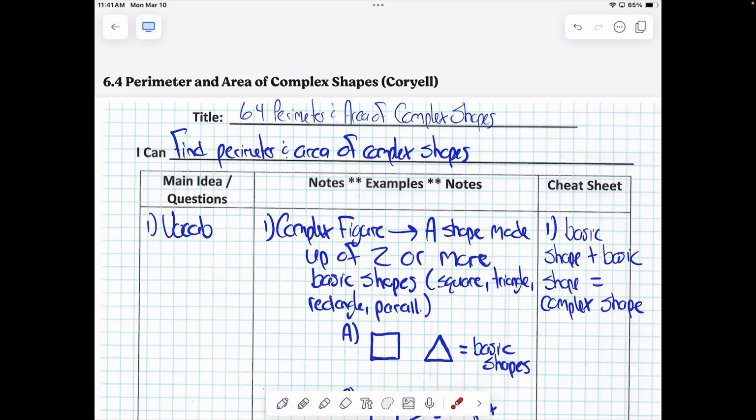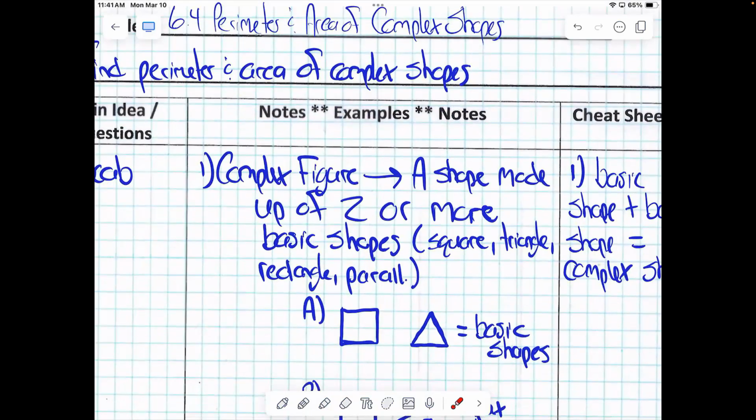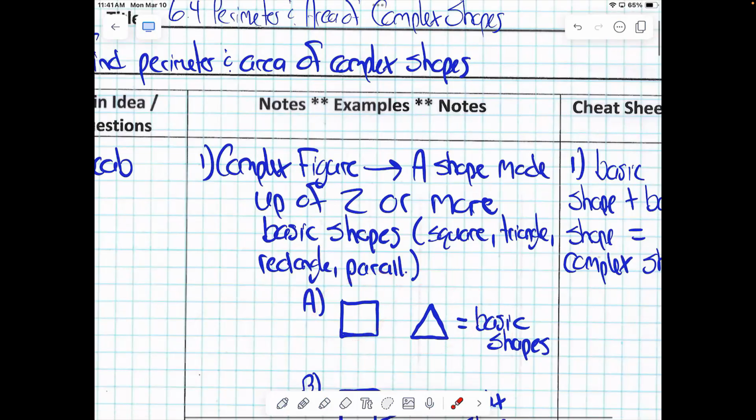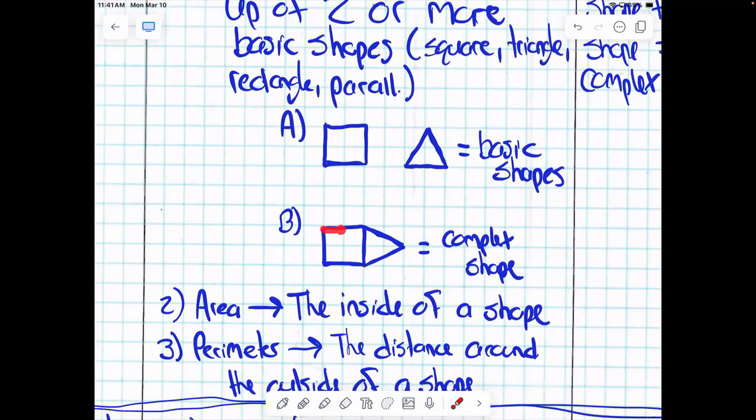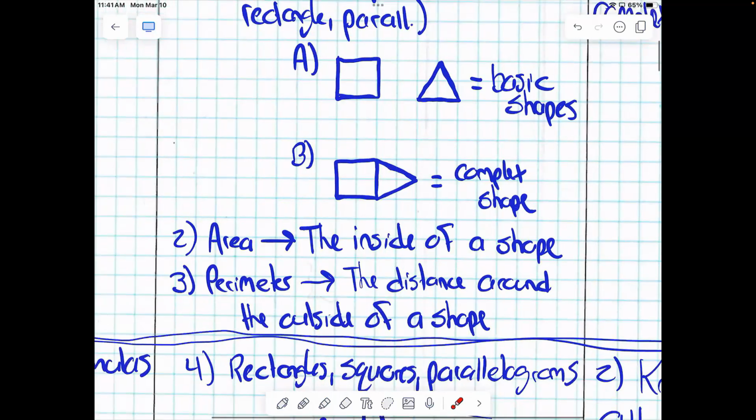Today we finished finding perimeter and area of complex shapes, and we're going to talk about that right now. A complex shape is a shape made up of two or more what? Basic shapes. These are examples of basic shapes right there. If we take these two basic shapes and put them together into one shape, we call that a complex shape, yes? The great thing about complex shapes is that we can split them so that we get two basic shapes like what you see up here.